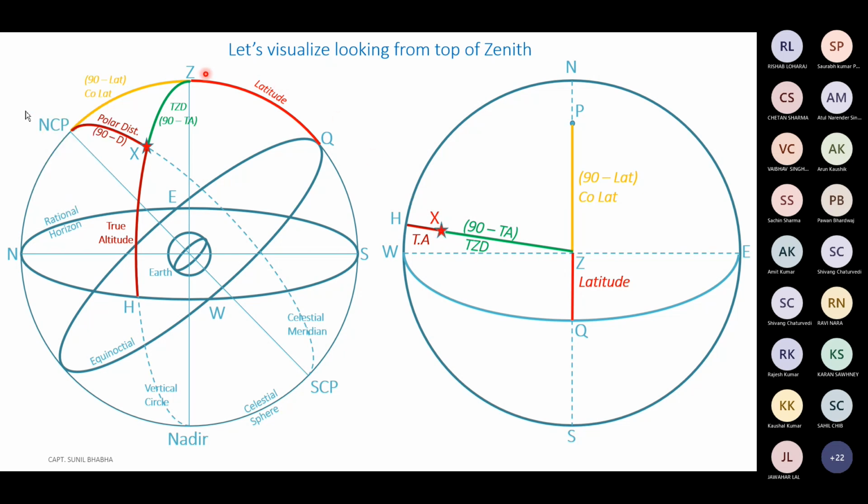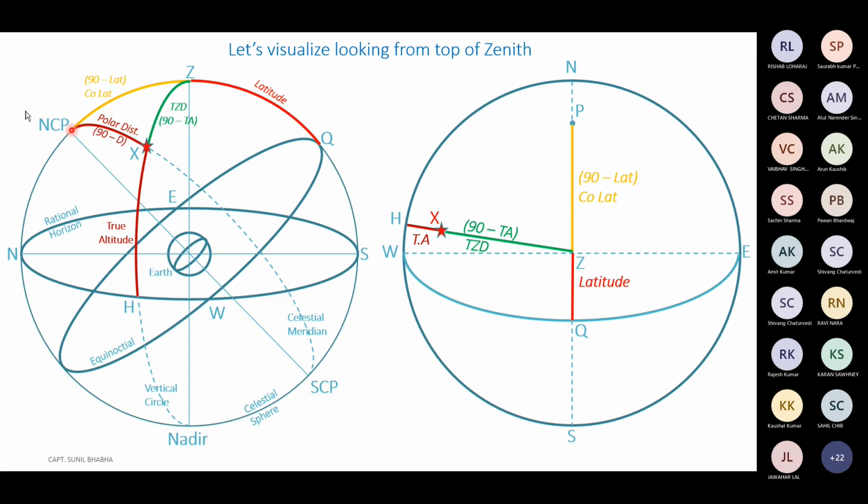You can compare it with the celestial sphere diagram also. Z to H, zenith to horizon, was 90 degrees. H to X was the true altitude of the body, and Z to X is equal to the true zenith distance, which is 90 minus true altitude. So we have two sides of the PZX triangle plotted in our diagram. Let's move on to the third side now, that is P to X.